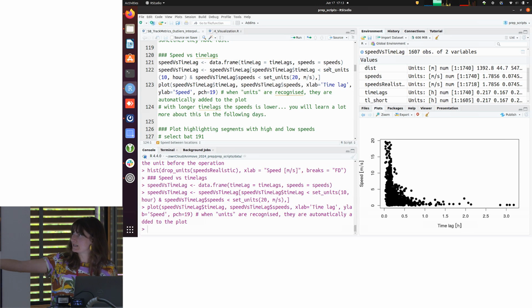And so basically, high speeds and realistic speeds are only possible when the time lag is short enough for that species. Then again, it depends on what species we are looking at. This is with bats. Probably if we look at buffaloes or larger animals, the effect is not as strong as we see here.